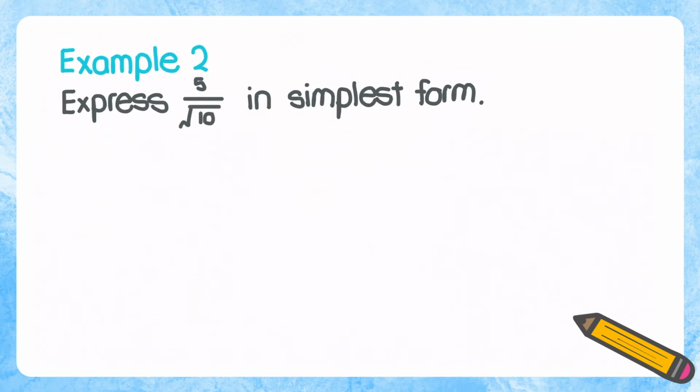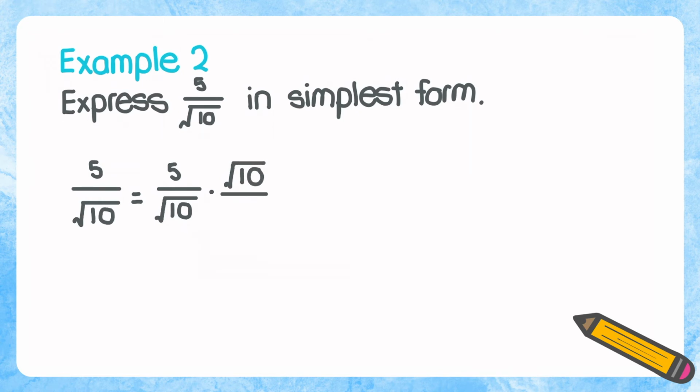Here's our second example. We're going to express 5 over the square root of 10 in simplest form. So again, we're going to be rationalizing the denominator. So for this problem, I have 5 over the square root of 10. And if you feel comfortable, go ahead and just use the shortcut. But I'm going to walk through it for this example, where you multiply both the numerator and denominator by the square root of 10. So multiplying the square root of 10 over the square root of 10.